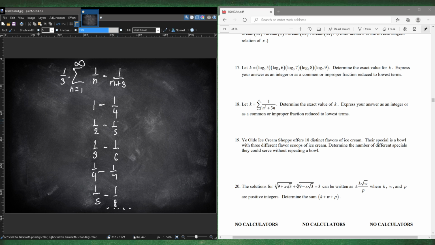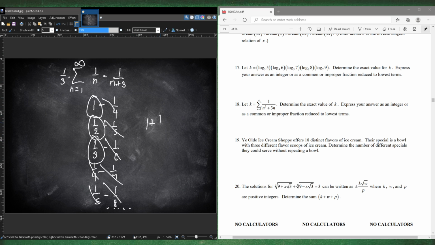So what is our pattern? Well, I see that 1/4 cancels out with this negative 1/4, 1/5 cancels out with this negative 1/5, and if you go on and on, you should be canceling all these numbers out, right? As this goes to infinity, it'll be 1 over a really, really big number, which is a really, really small number in this case. So the only ones that matter are the beginning ones, which are 1, 1/2, and 1/3.